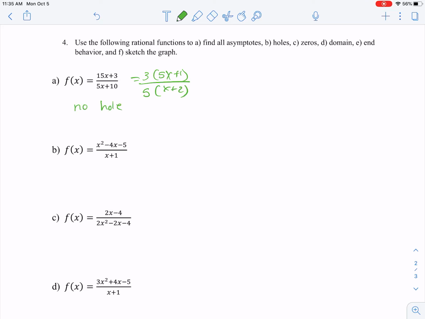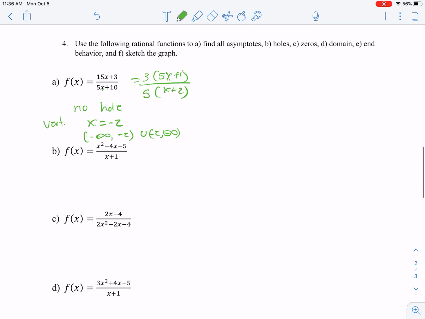Okay. What makes the bottom 0? Okay, so that's your asymptote, -2. And that's the vertical asymptote. And also your domain goes from -infinity to -2 and -2 to infinity. The horizontal, they're the same degree, top divided by bottom, so you get y equals 3. The zeros are when the top equals 0, so 15x plus 3 equals 0. So x equals -3 over 15, or -1/5.